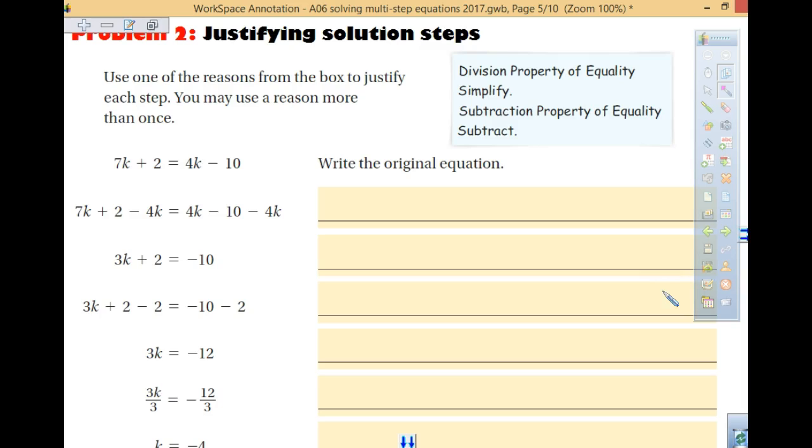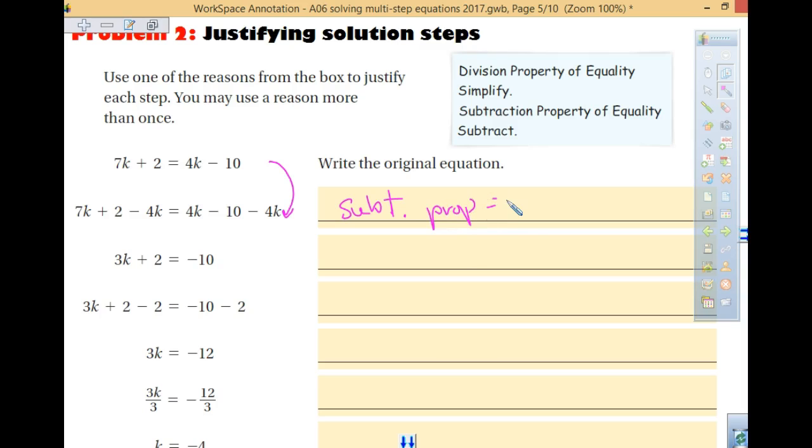You will be asked on this test, and on the final exam that we take, to do something like this. I'll give you a bunch of steps and say, well, what's the property? What happened from the first line to the second line, right? So in this case, what did we do on both sides of the equation, Evie? Take away 4k. So that would be the subtraction property of equality. Okay?